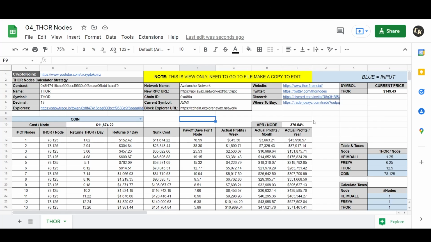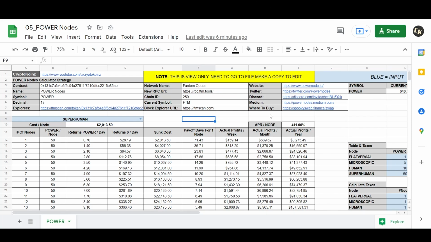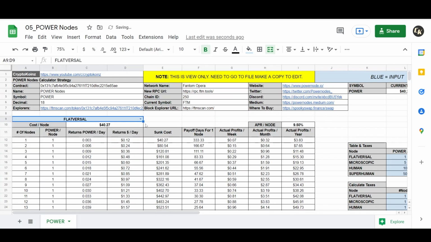Thor is more established than Power, and Power is based out of Thor. So more risk, more reward. Summing up this comparison, flat Versal is really not worth it. But if you want to partake, you don't have a lot of money, you can buy one node with one Power, and you're going to earn 9.5% return.